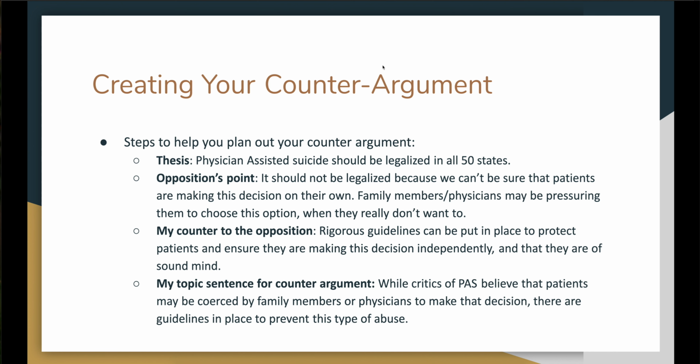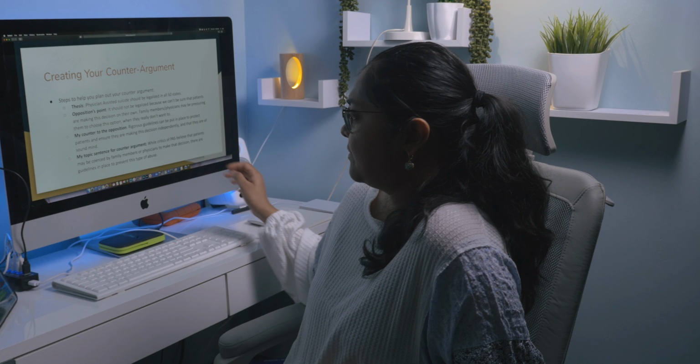Next, I'm going to create my topic sentence for my actual counter-argument paragraph. So I might say something like, while critics of physician-assisted suicide believe that patients may be coerced by family members or physicians to make that decision, there are guidelines in place to prevent this type of abuse. So that's the first sentence of my counter-argument paragraph.